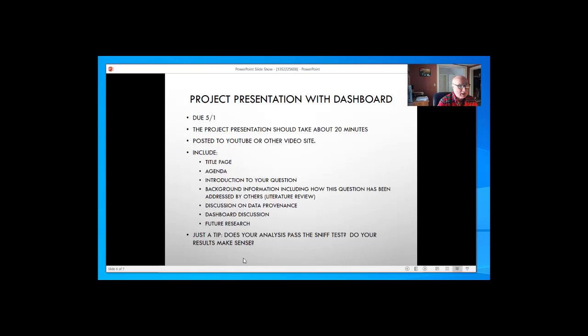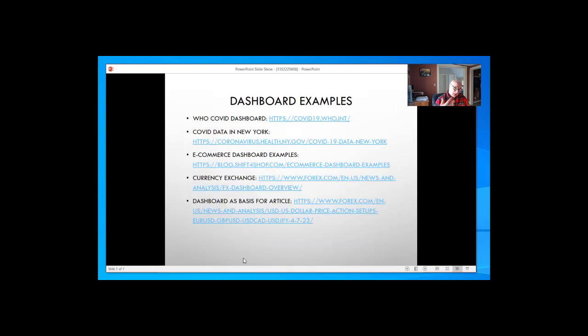But you know, all good. So this is kind of an outline that you could use as part of your project presentation with your dashboard. That would be fun. So let's look at some dashboard examples. Now I'm going to post these slides to my courses, and here are all the URLs of the sites that we're going to look at.